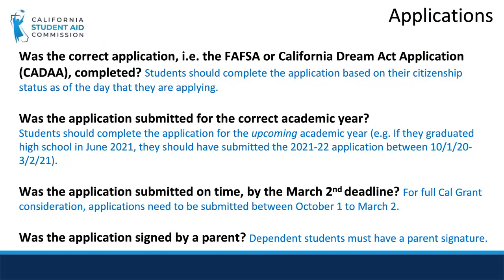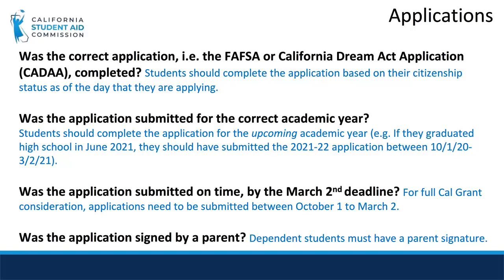When assisting students with the college application process, the first thing to do is check with your students and ask, was the correct application, that is the FAFSA or the California DREAM Act application, completed? Students should submit the application according to their citizenship status as of the date of application submission. Another question to ask is, was the application submitted for the correct academic year? Students should complete the application for the upcoming academic year.